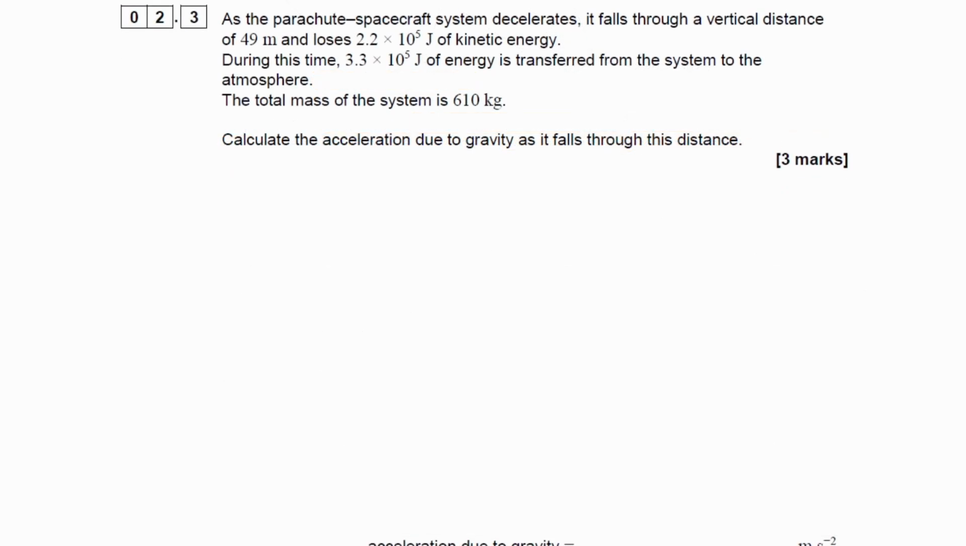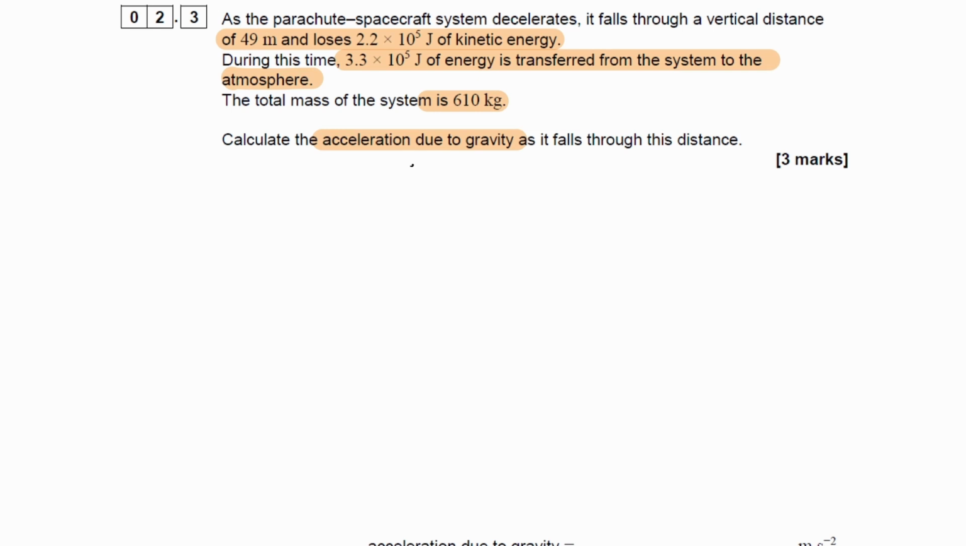Okay, so for 2.3, it says, as the parachute spacecraft system decelerates, it falls through a vertical distance of 49 meters and loses this much kinetic energy. We also have 3.3 times 10 to the 5 joules of energy transferred from the system to the atmosphere. We're given the mass of the system, and then we're trying to work out the acceleration due to gravity as it falls.